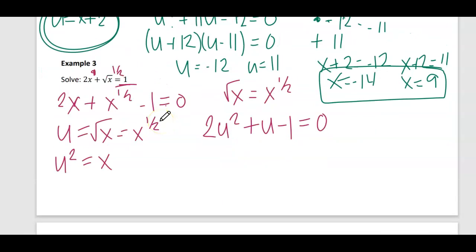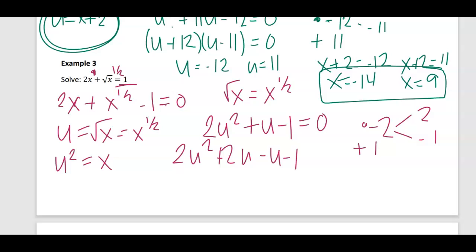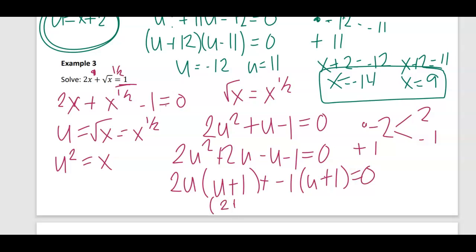So I need two numbers that multiply to negative 2 and add to 1: positive 2 and negative 1. If I rewrite this and do factor by grouping, or whatever method that you have found works for you, I get 2u and u plus 1 in here, minus 1 and u plus 1 in here. And so my factors must be 2u minus 1 and u plus 1. All right, when are those equal to 0? That's going to be at u equals 1/2 and u equals negative 1.